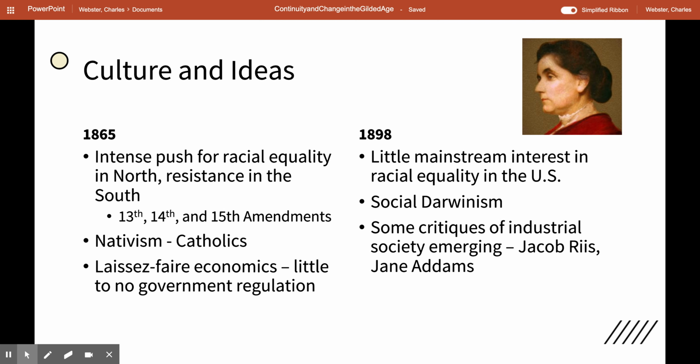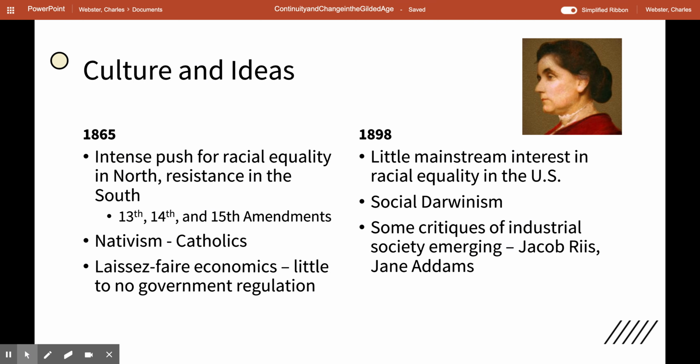So, immediately after the Civil War, there was an intense push in Congress and in the North to ensure racial equality for African Americans with the passage of the 13th, 14th, and 15th Amendments. But there was also a very strong nativist or anti immigration sentiment amongst white native born Protestants who especially objected to the immigration of Irish Catholics.